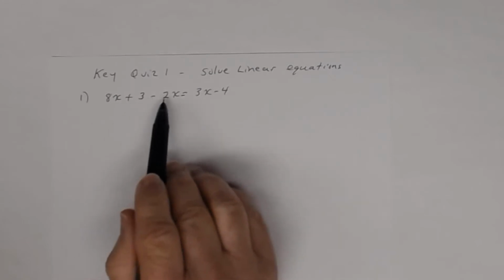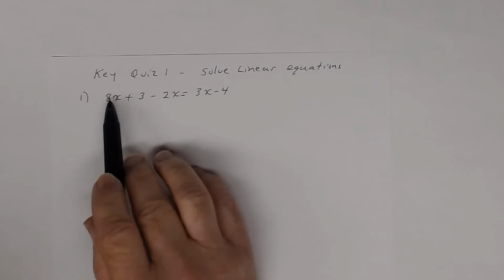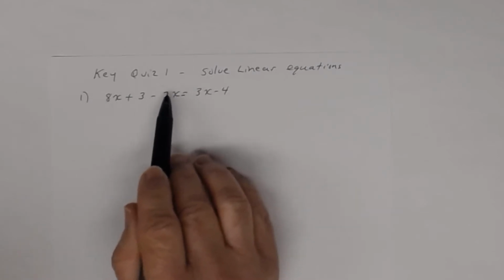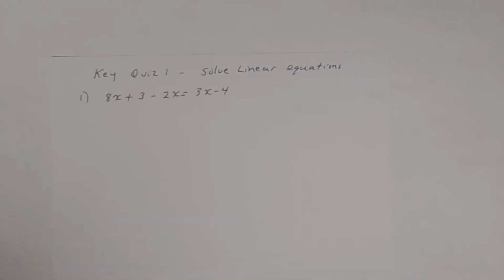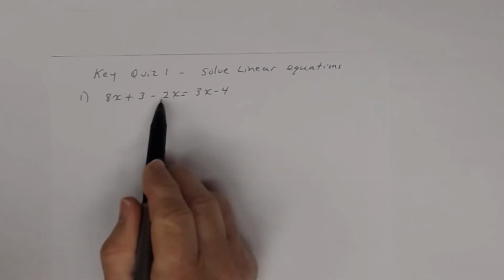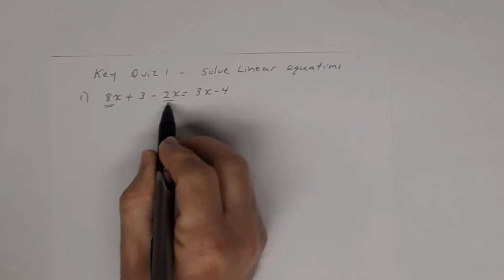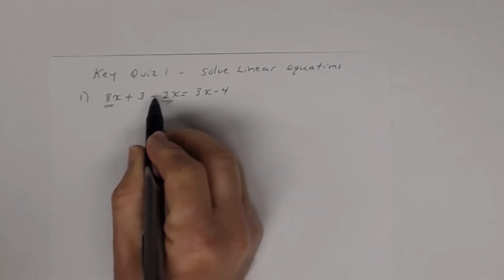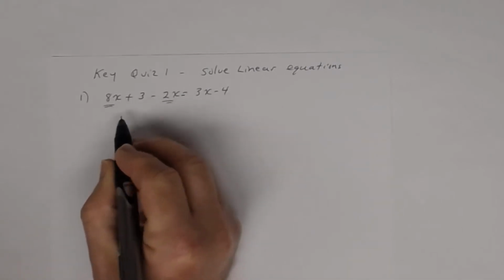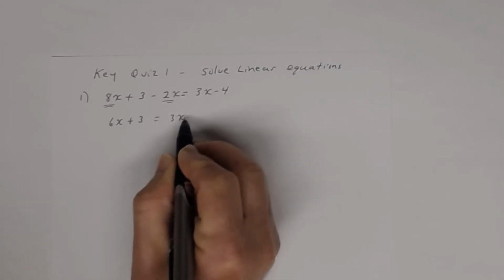But the first thing you have to do is notice that on the left-hand side, you have two like terms. So 8x and then negative 2x. You can think of this as adding the opposite, so negative 2x. And so you want to combine those two like terms. So 8x subtract 2x is a positive 6x. Remember, you can think of this as adding a negative or just subtracting 2x. So 8x minus 2x is 6x. So I get 6x plus 3 equal, and then 3x minus 4.